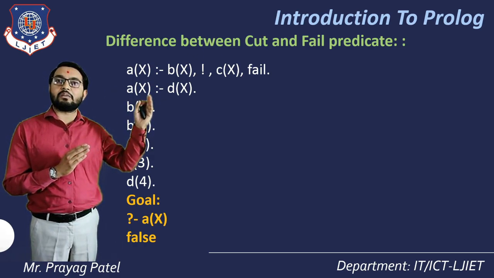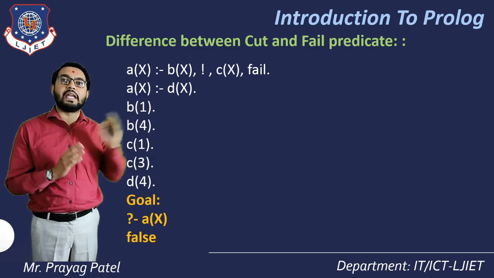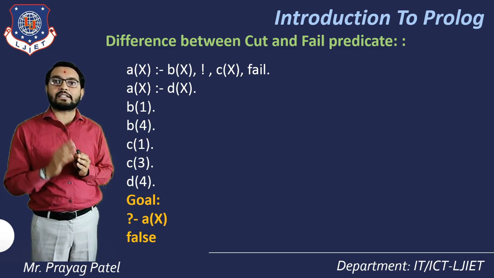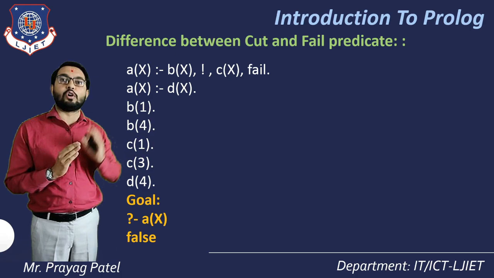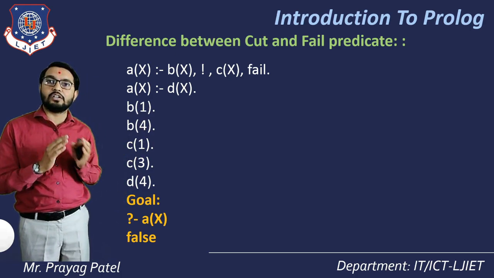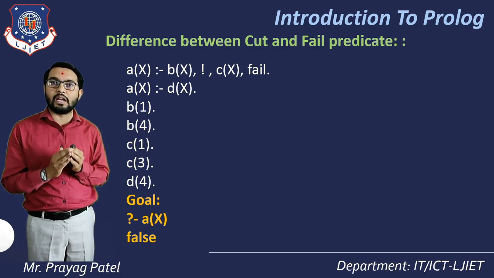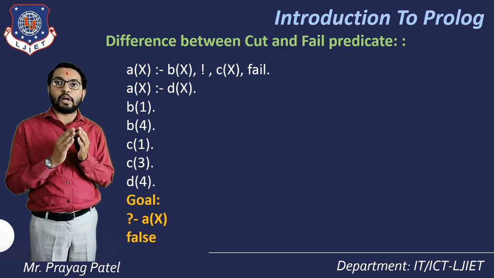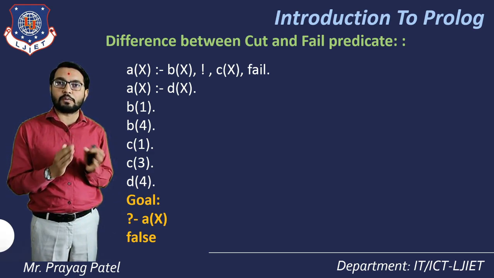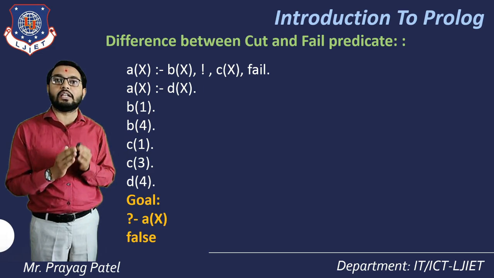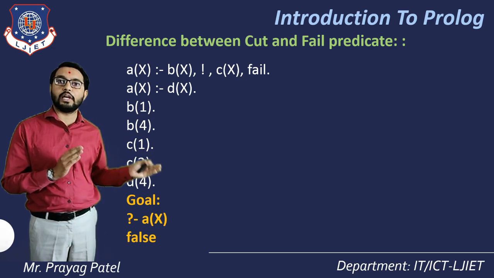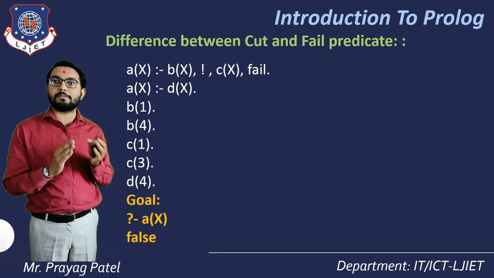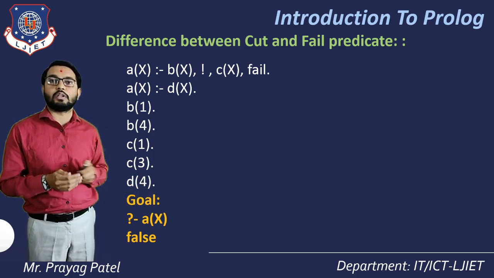Now we check the second rule, A(X) if D(X). Find the D(X) value, but the value of X is already 1, so find D1 only. In the given list, no rule or fact is available for D1, only D4 is available. So X equal to 4 is not possible because we already cut at B(X). So the value X equal to 1 is not satisfied, and our answer is false.